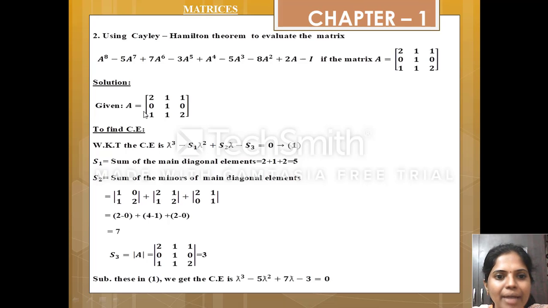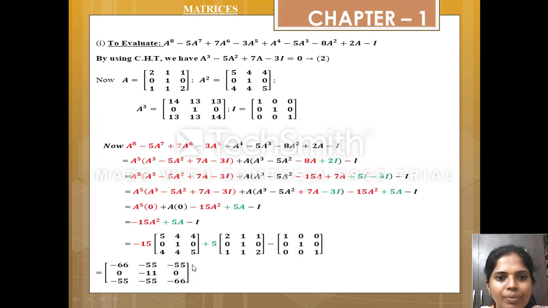Similarly here, you write the given matrix capital A. The next step is to find the characteristic equation. To evaluate this lengthy matrix expression, first you calculate the characteristic equation, with S1, S2, S3. So the characteristic equation is here. The next step is to evaluate. Here there is no verification; just using Cayley-Hamilton you have to find the value of this lengthy matrix expression.